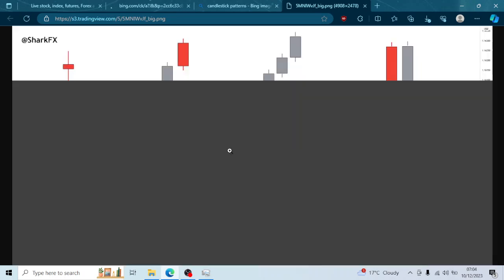View image. I can't see it properly. I want to see this image properly. Let's see.